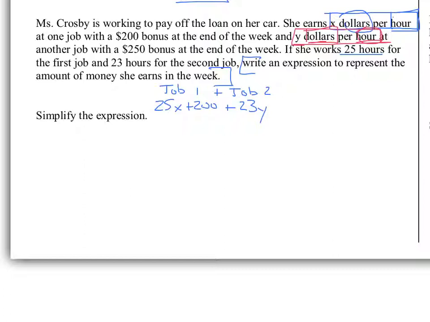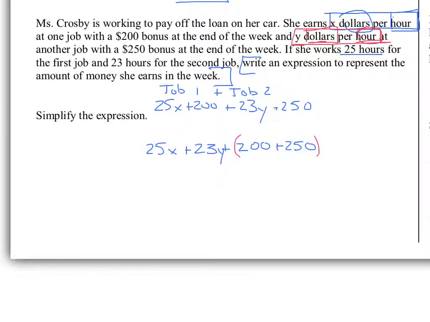Now, does she make any other money at job 2? Jacob, what else does she earn at job 2? She earns a bonus of $250. Bonus of $250. Now, if we want to simplify this expression, we want to go ahead and do our commuting. I usually put all of my variable terms at the front, and then I put my constant terms at the back. So even though I can't combine the 25x and the 23y, I'm putting them next to each other so my constants will be together at the end.